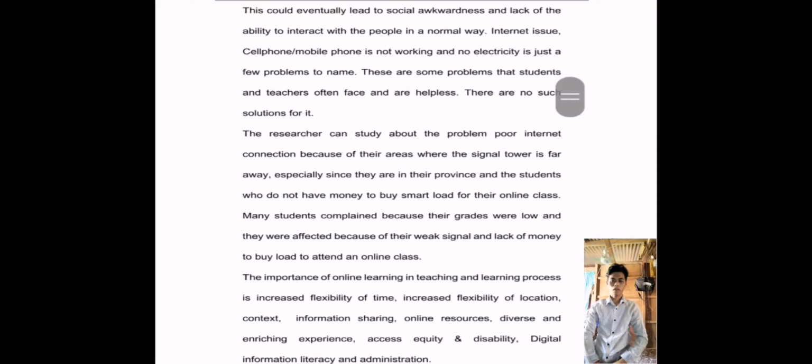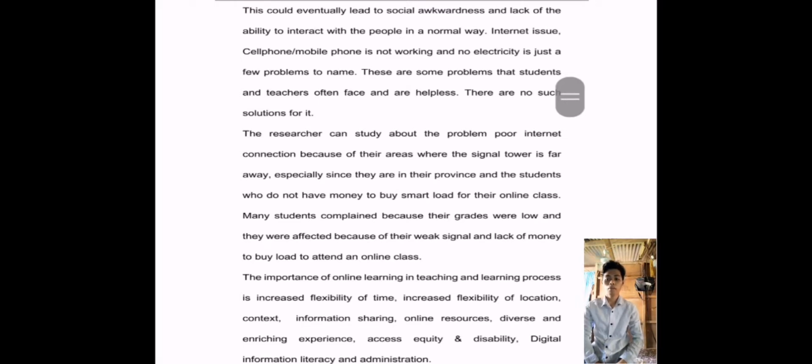The researcher can study the problem of internet connection because of their areas where the signal tower is far away, especially since they are in the province, and the students do not have money to buy smart load to join online class.